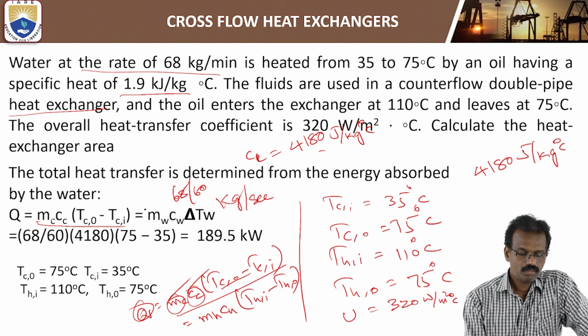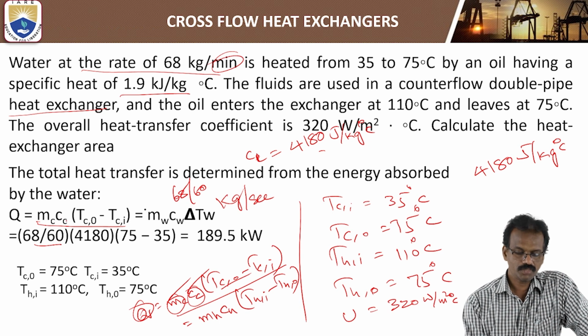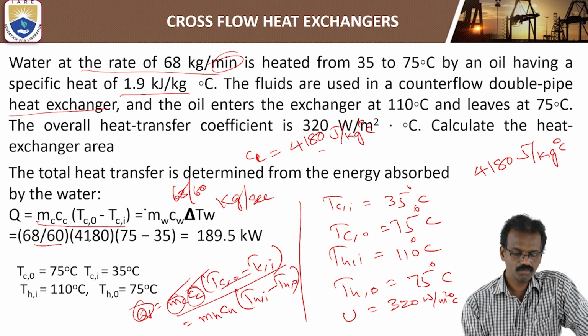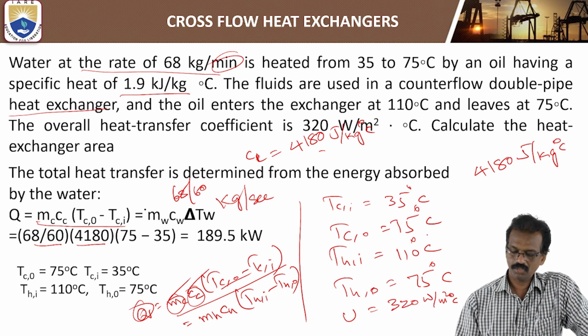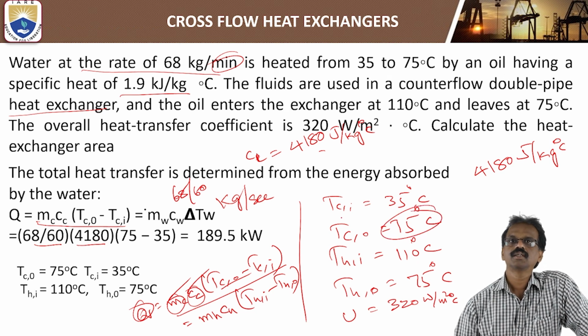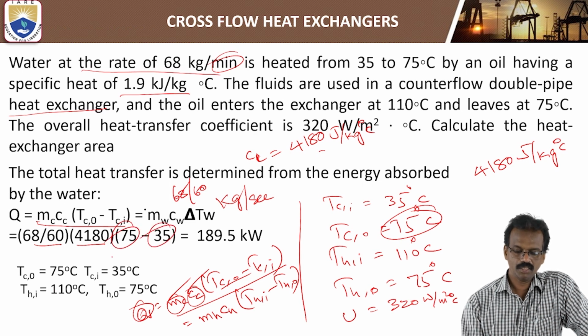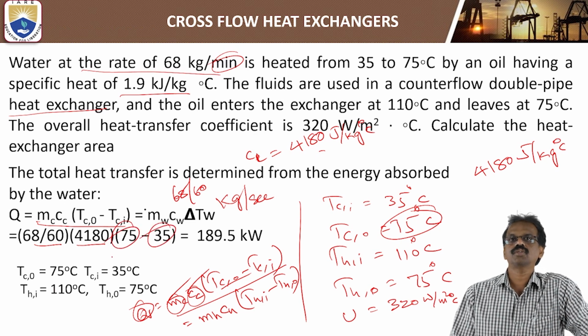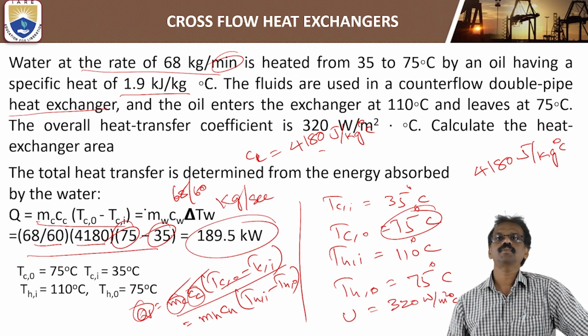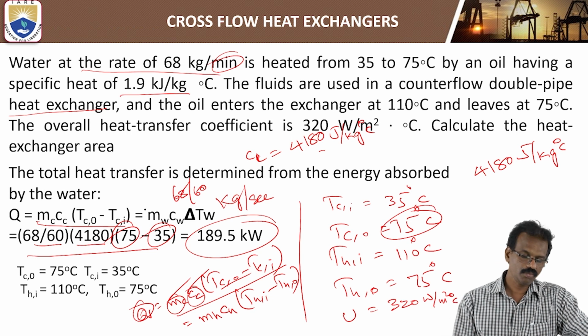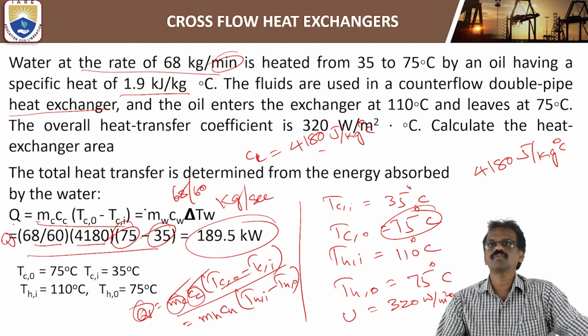So mc is the mass flow rate, that is 68 kg per minute given, but converted to kg per second. Next, Cc is 4.180 kilojoules converted to joules, and Tc naught is equal to 75 degrees Celsius, and Tci, the inlet temperature of the cold fluid, is equal to 35. If you solve this, we get 189.5 kilowatts, the rate of heat transfer in that counter flow heat exchanger.